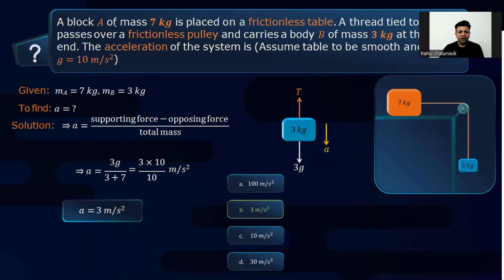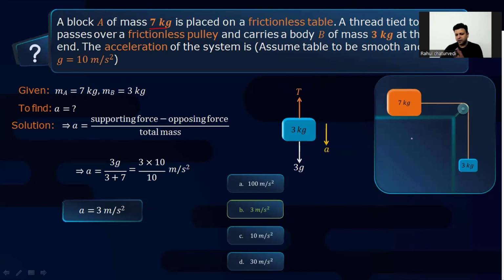One more question. A block A of mass 7 kg is placed on a frictionless table. A thread tied to its one end passes over a frictionless pulley, so there is no friction in the pulley, and carries a body B of mass 3 kg at the other end. The acceleration of the system, right? You have to find out acceleration.